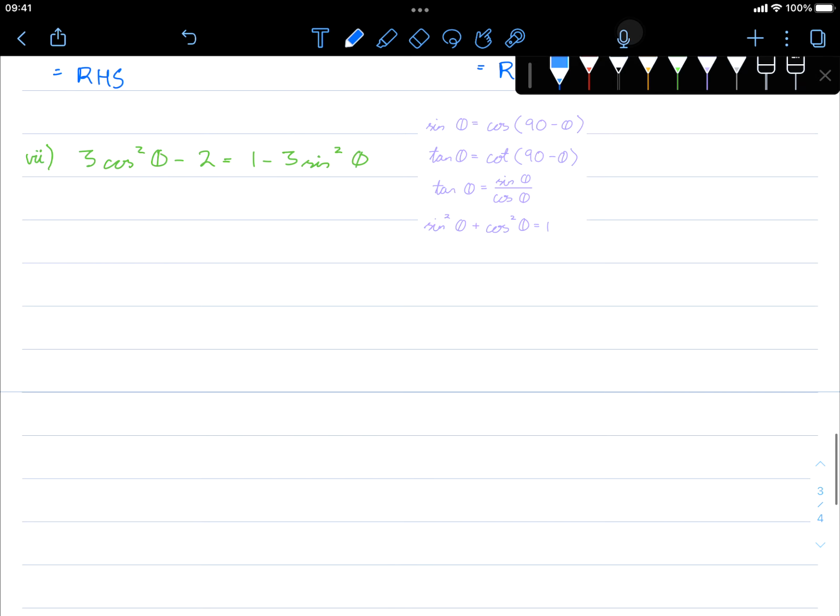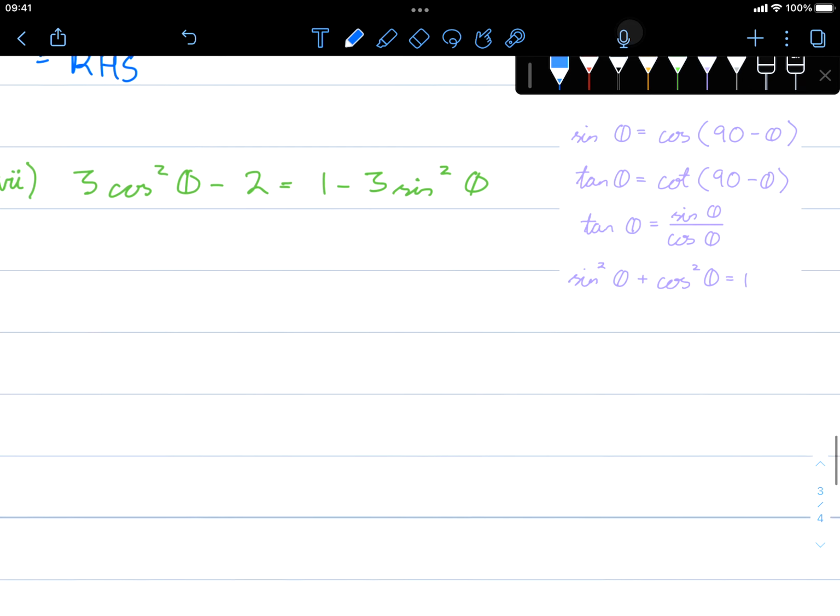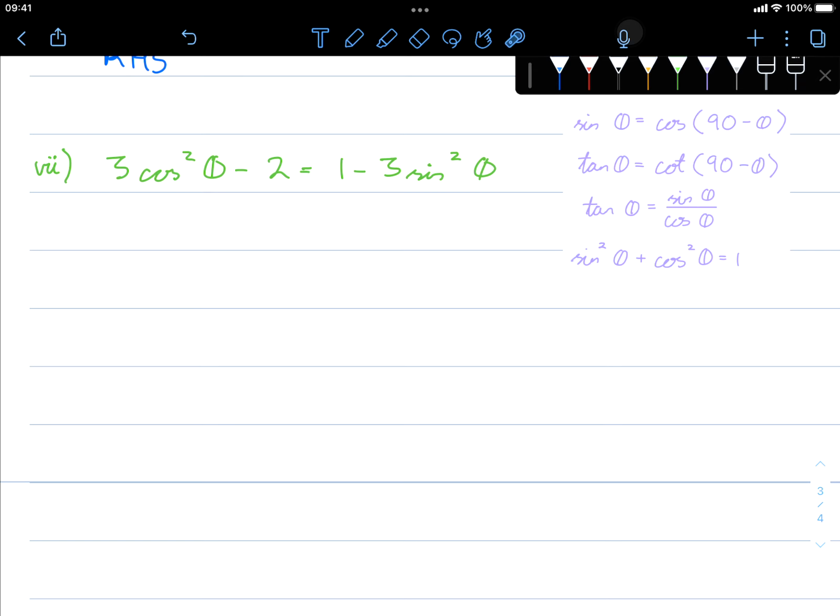One last example. Similar once again to this, we have cos squared theta. We have that here. So we can make cos squared theta on its own by moving sine squared to the other side of that identity. So we can say cos squared theta is equal to 1 minus sine squared theta.